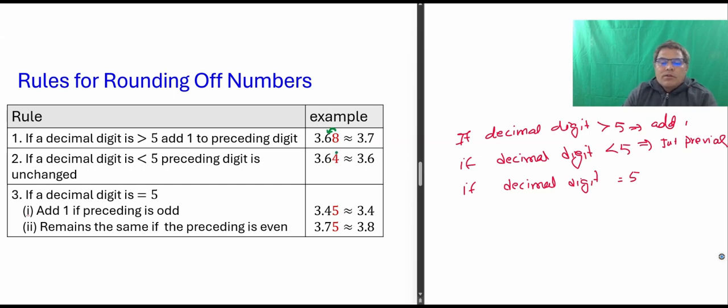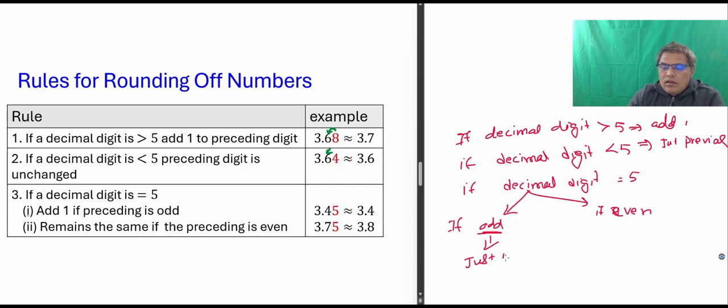So look at that, this 5 is less than, this 4 is less than 5, that's why you just write 3.6. But for equal to 5, you have a rule. Equal to 5: if the number before that decimal 5 is odd, then you will write that. If even, just write that.